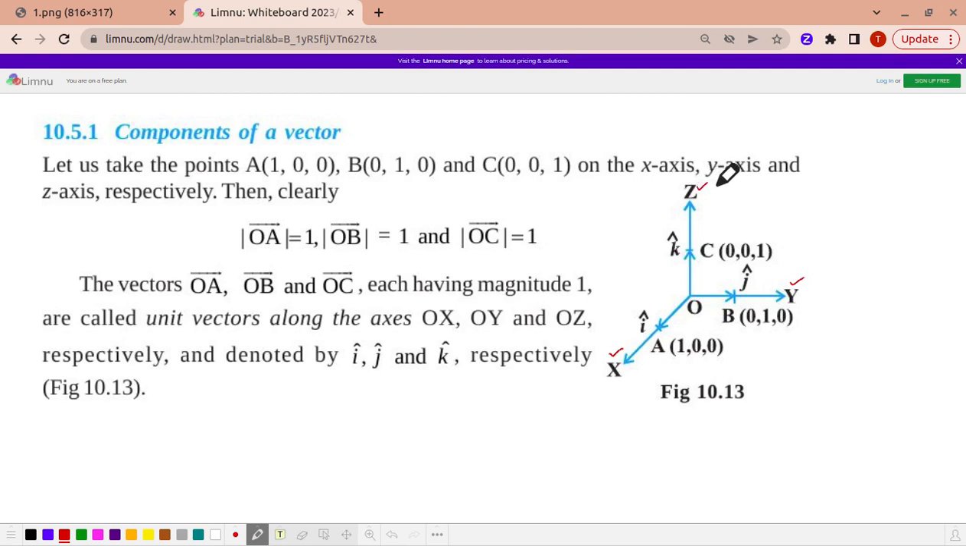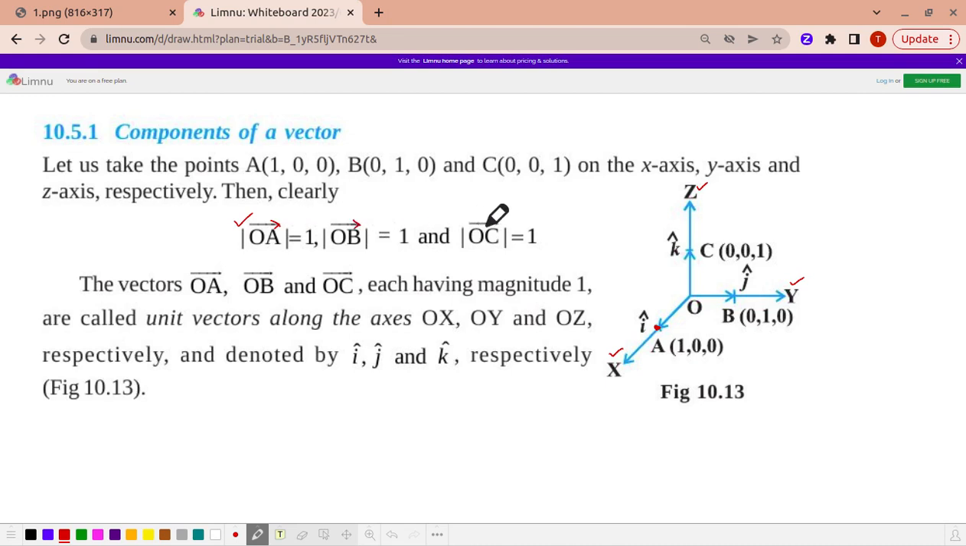Okay. Now we are taking 3 points. The first point A on the x-axis, and its coordinate is 1, 0, 0. That means the length of the line segment OA is equal to 1. That's why it is mentioned mod of OA equal to 1 with an arrow, because OA is a vector. Okay, so let me write down the vector properly.